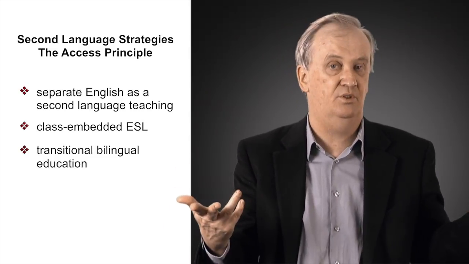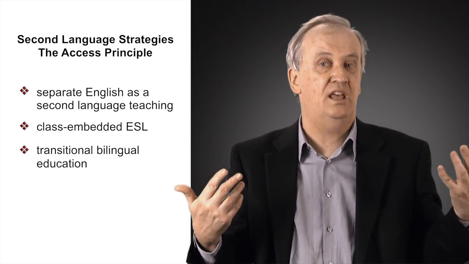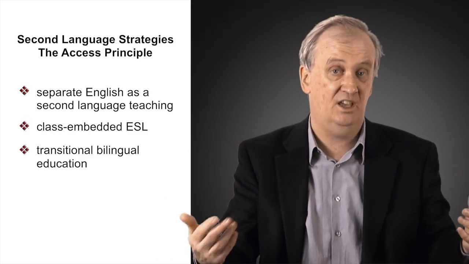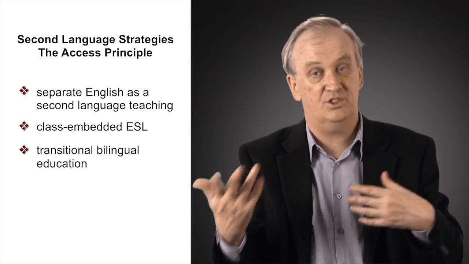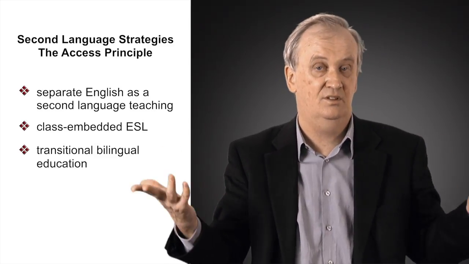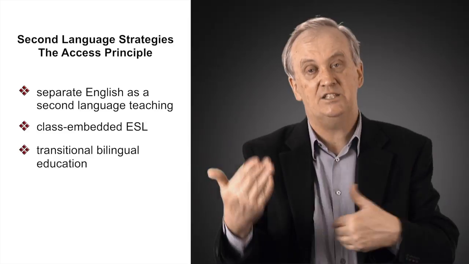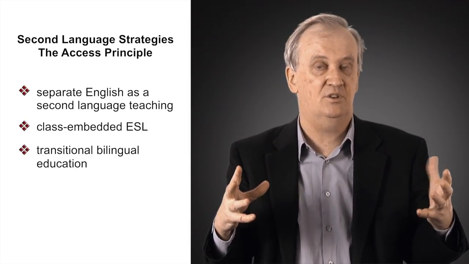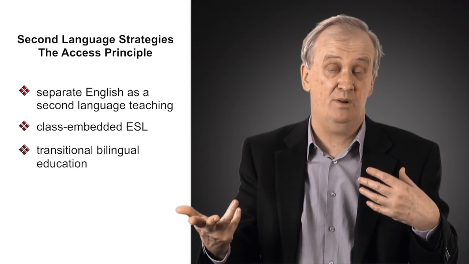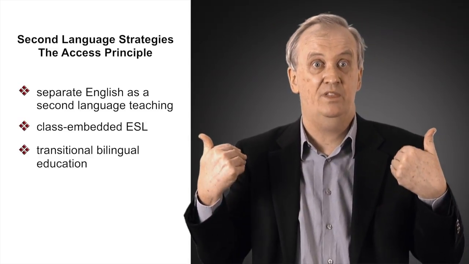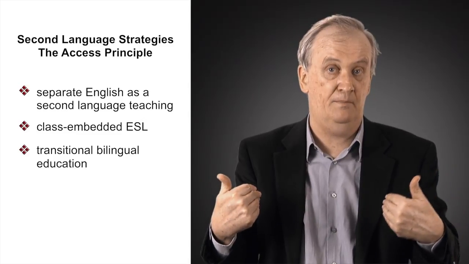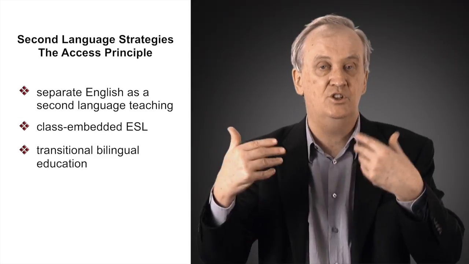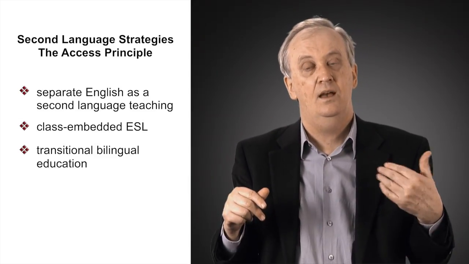So under the access principle, we might have separate English as a second language classes. Now remember, a lot of the time, this never happened. The kids were just thrown into the classroom, sink or swim, hope that you'll pick it up, you're on your own. But in the next phase of development, what was set up were separate English second language teaching classes. And this is often still appropriate, by the way, if a student comes with absolutely no capacity in the language of the country, or the language of the community into which they've moved.